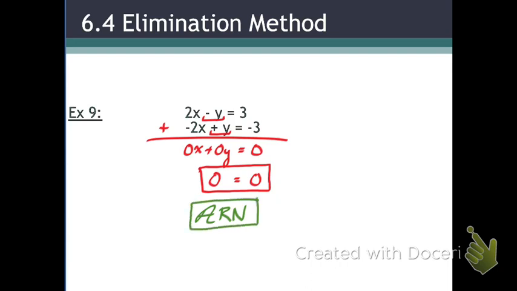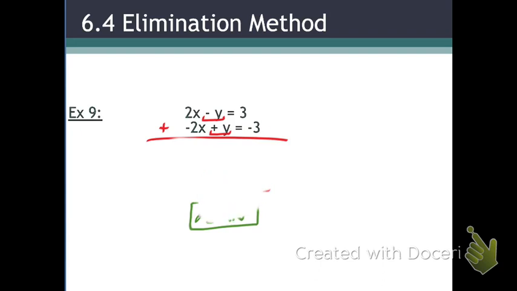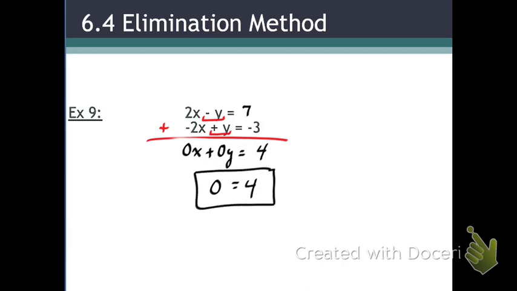Now I want to back this up for a second and think about this in a different way. What if, instead of being equal to 3 up here, what if this equation was equal to, I don't know, 7? Okay. Now, when I go ahead and go to eliminate this, I end up with 0x plus 0y equals 4, and it gives me a final answer of 0 equal to 4. This statement is not true.